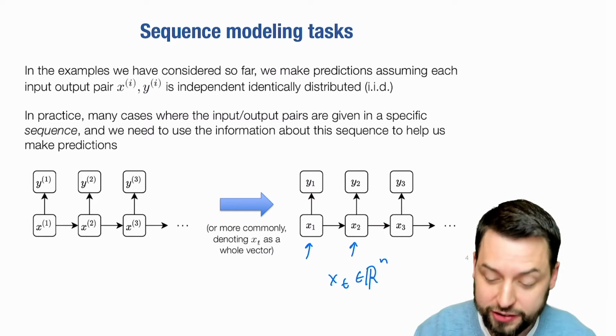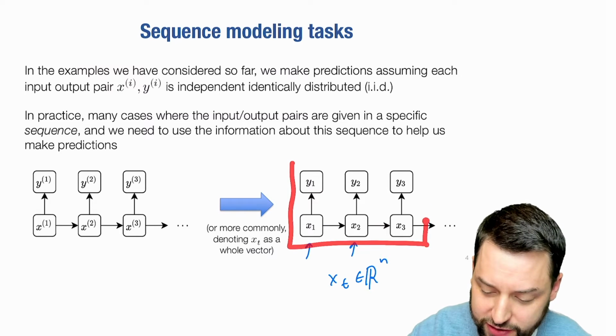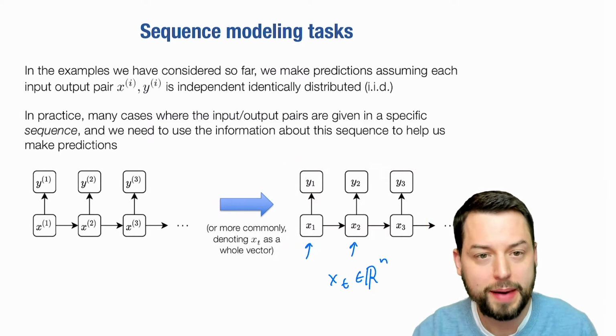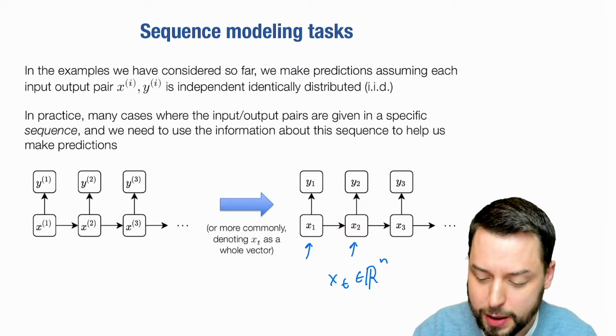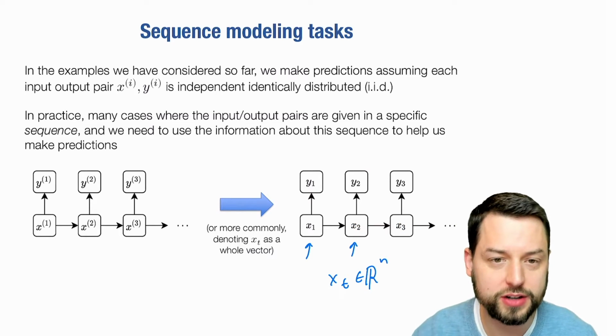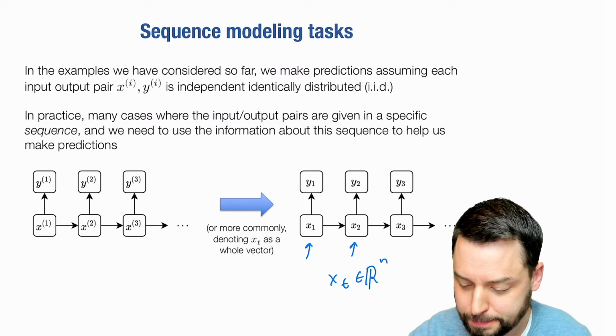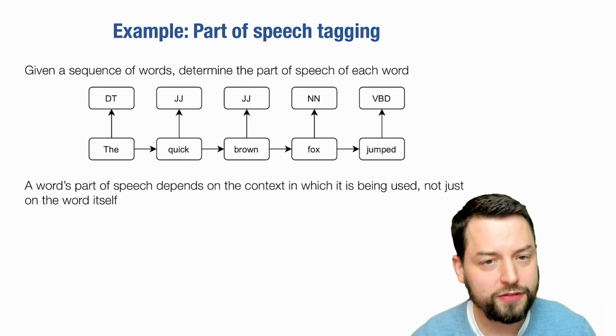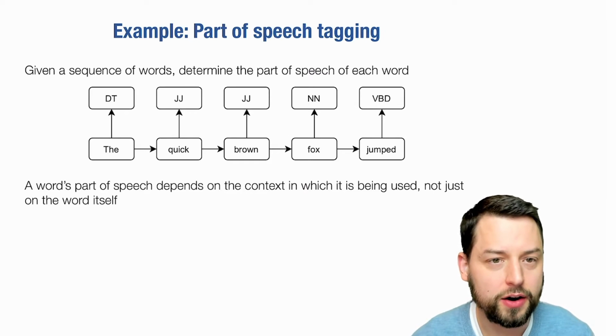And so what we'll actually see is figures like this that show the temporal dependencies and the temporal sequence of things, but using subscripts here to denote where things are in the sequence. All right, now let me give a few examples of tasks that are sequence dependent.